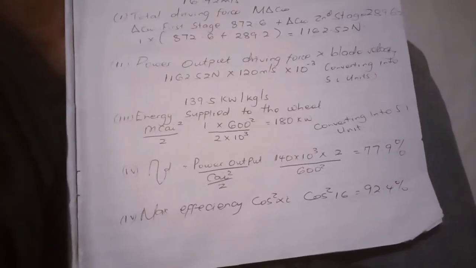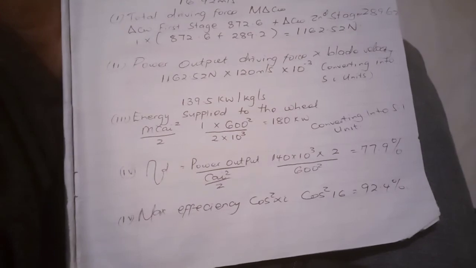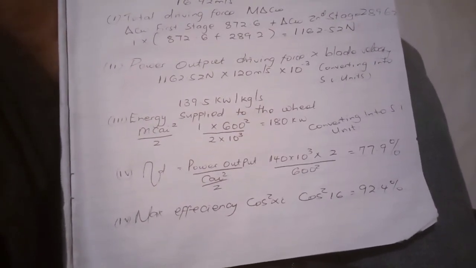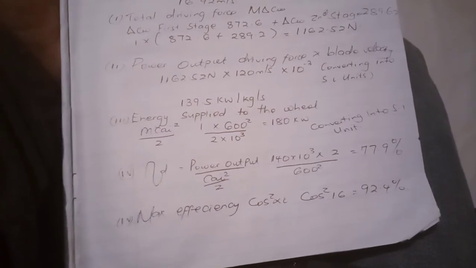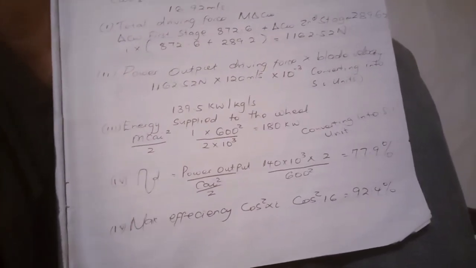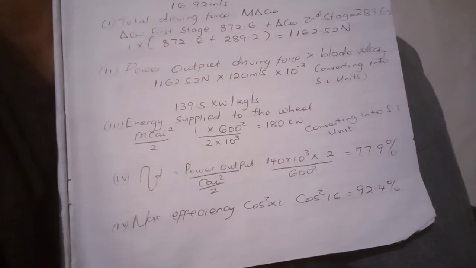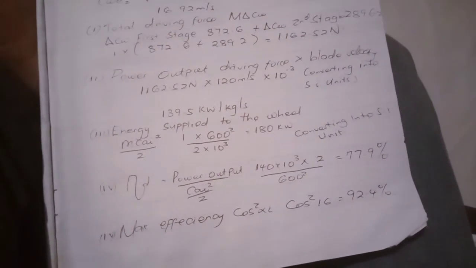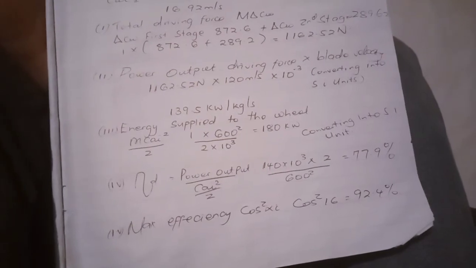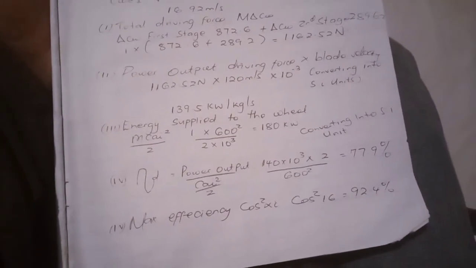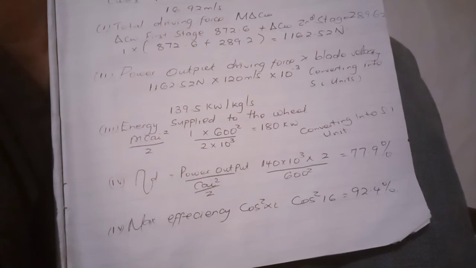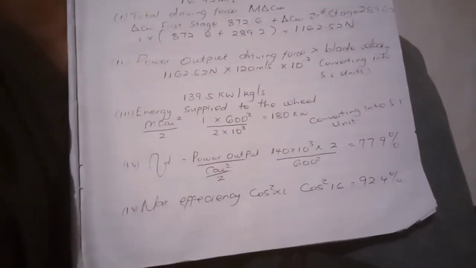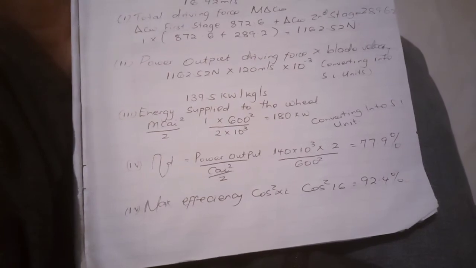Energy supplied, we say that energy supplied is mass flow rate times the velocity of the steam entering the blade squared, divided by 2. That is 1 times 600 squared over 2. Take note that we are also changing into SI units. That's why we are multiplying by 10 raised to the power of negative 3. You get that it is 180 kilowatts.